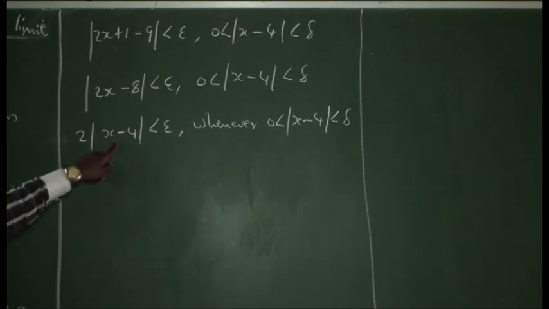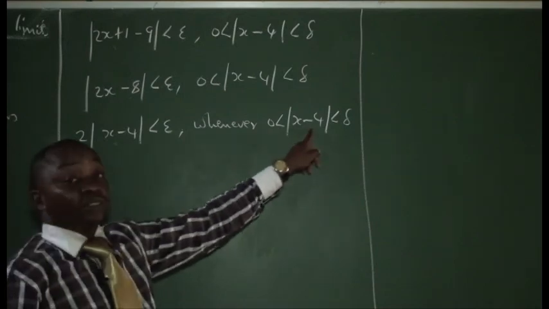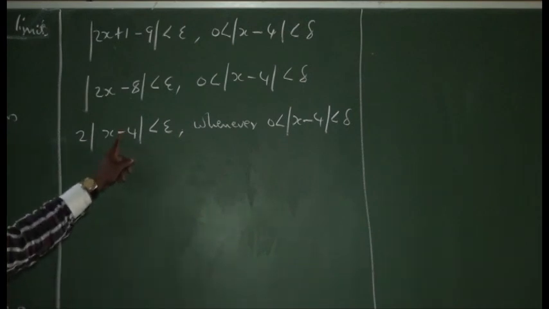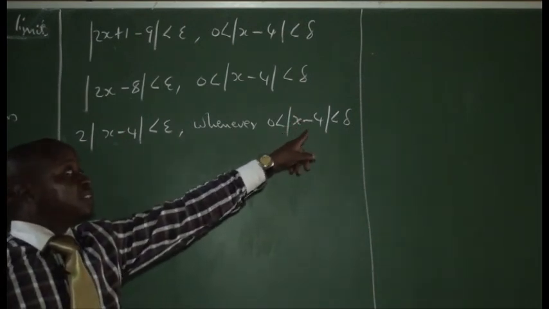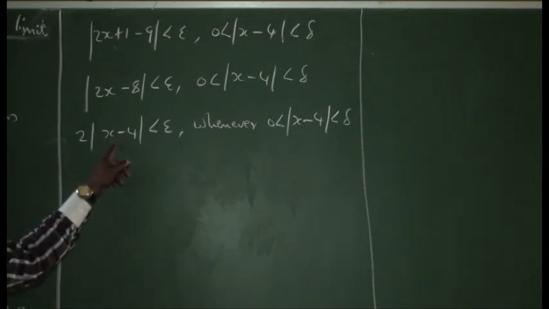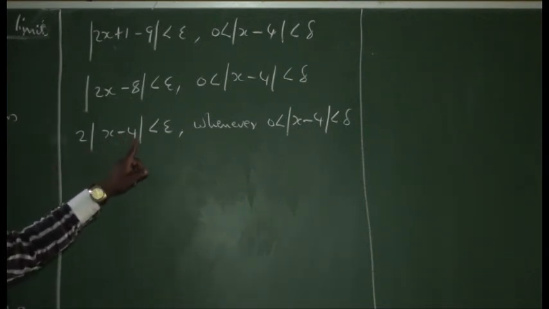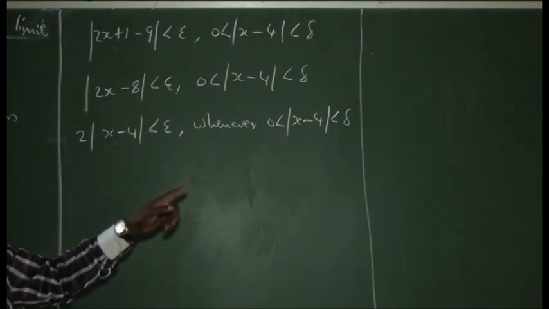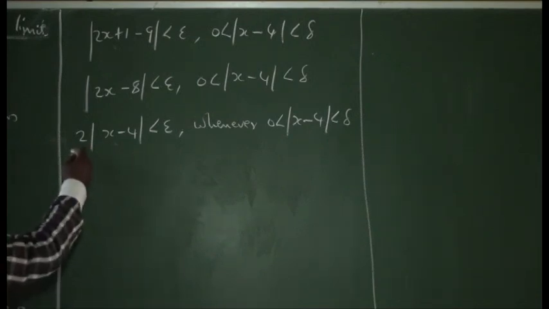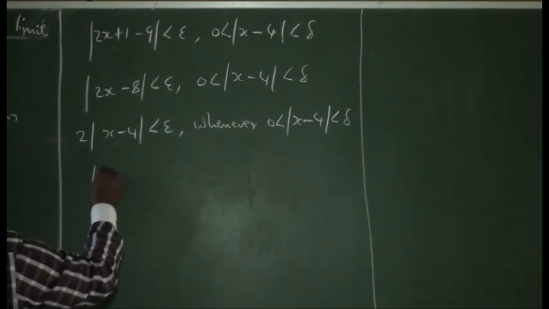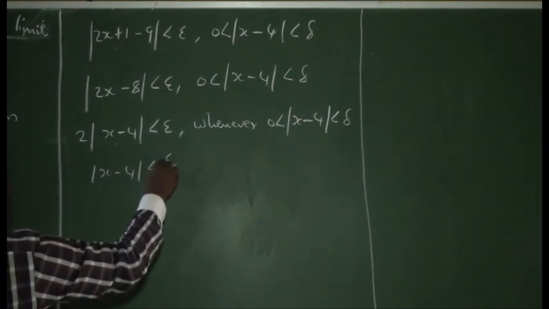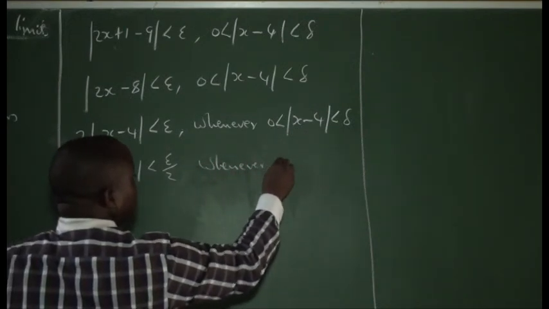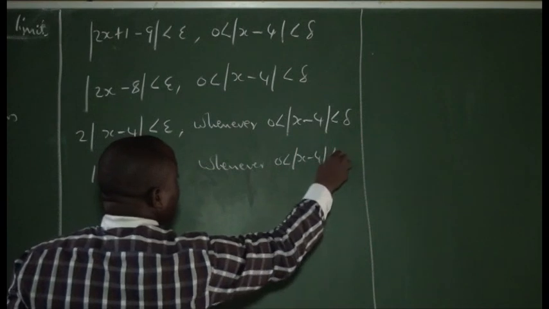Now I come to where I have |x minus 4| and |x minus 4|. If 9 is not the limit, we will not get to this place that we are. So since this is the same as this, it means if given epsilon, there will be a corresponding delta. That is one of the facts. If I divide this through, I will have |x minus 4| is less than epsilon over 2 whenever 0 is less than |x minus 4| and less than delta.